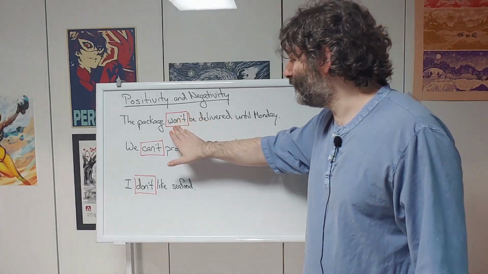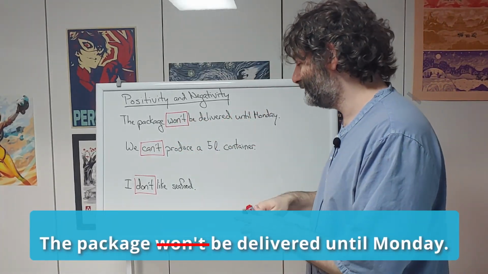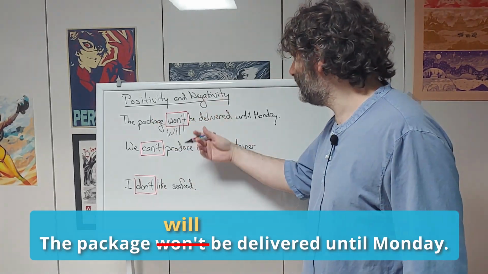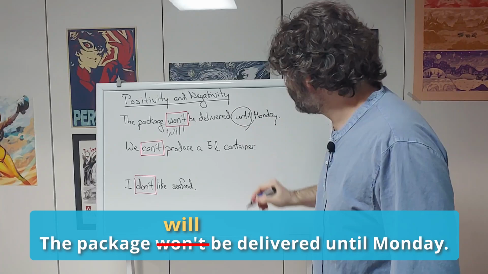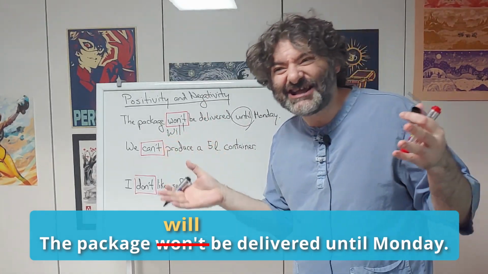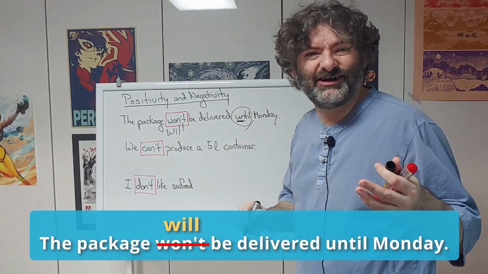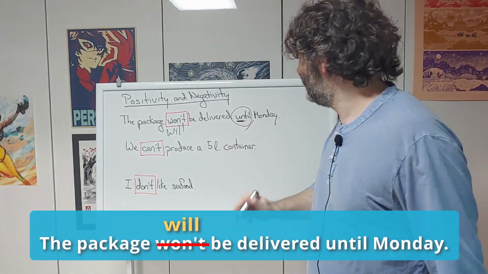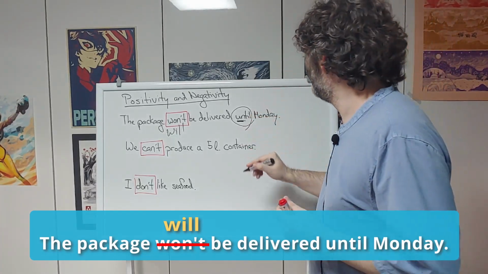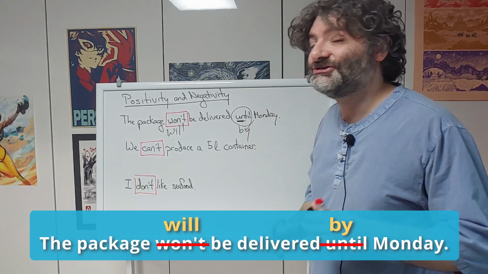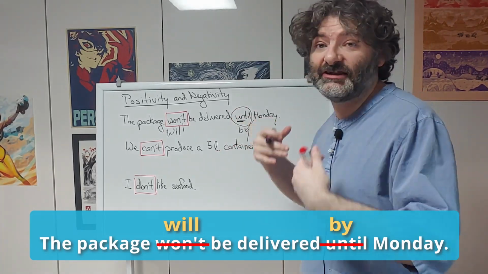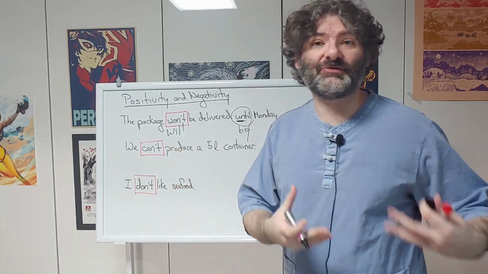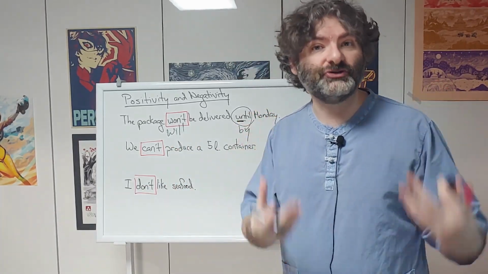So if we just change won't, the opposite of won't is, I imagine you've got it faster than me, will. So the package will be delivered, and let's say until itself, it's got that un, right? Un itself is a negative idea. The opposite of until is probably by. So the package will be delivered by Monday. Now we've turned the negative statement into something more positive and something more useful.